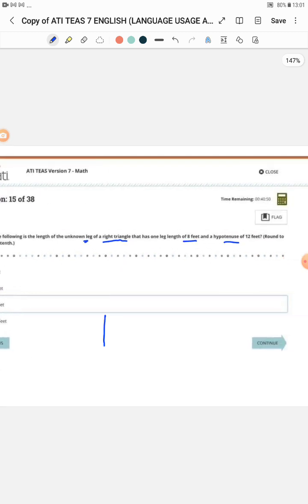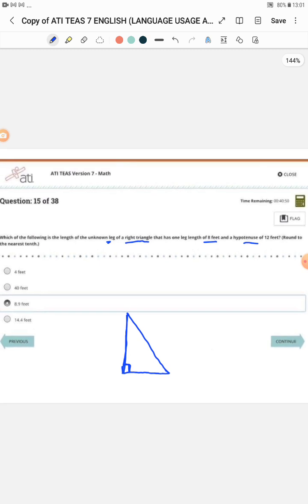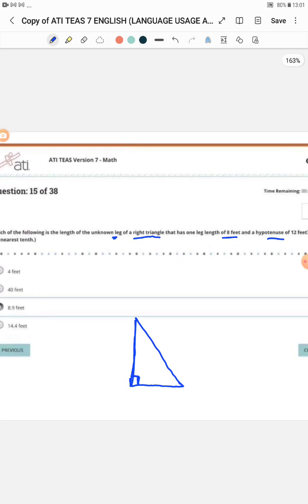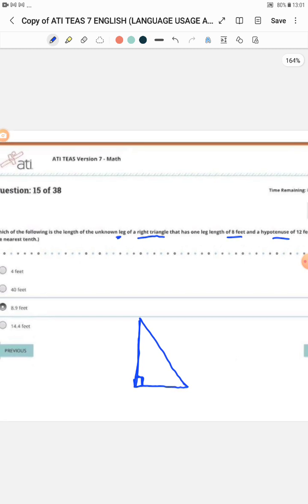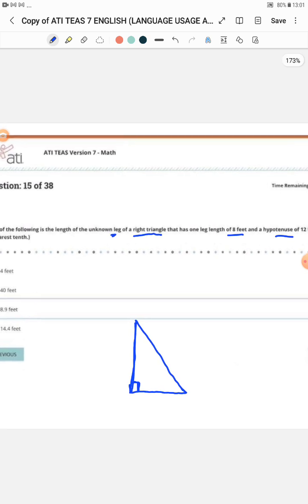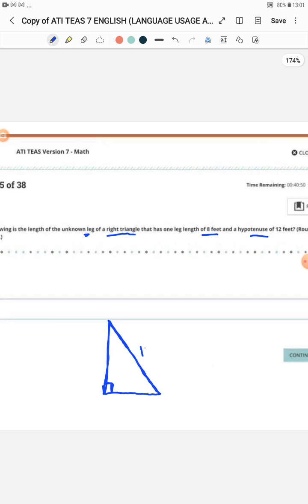So we know that a right angle triangle looks something like this. It is called a right triangle because one of the three angles is actually 90 degrees. So this is how a right angle triangle looks. A triangle has three sides, and it is called a right angle triangle because one of the three angles is 90 degrees. The longest side is usually the hypotenuse, and they have given us that the hypotenuse is 12.